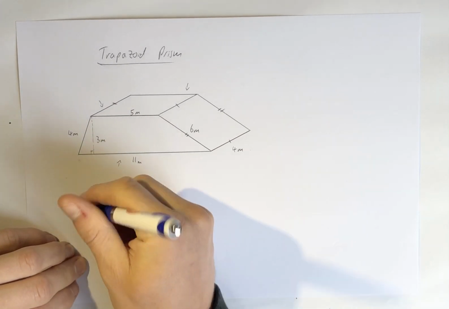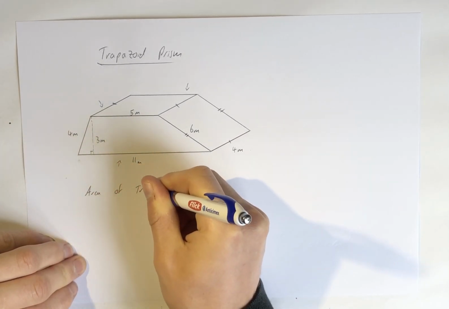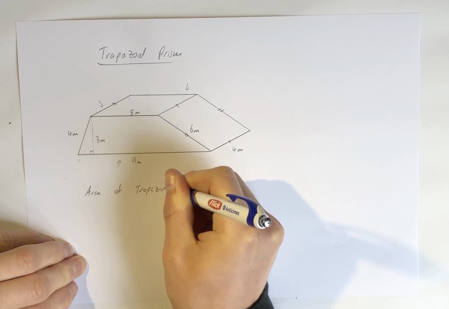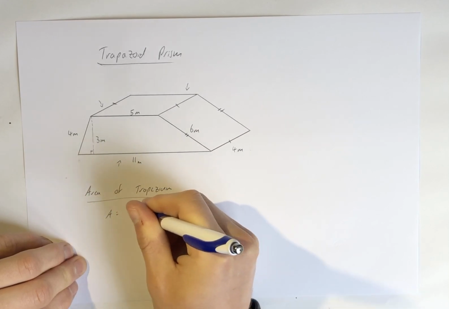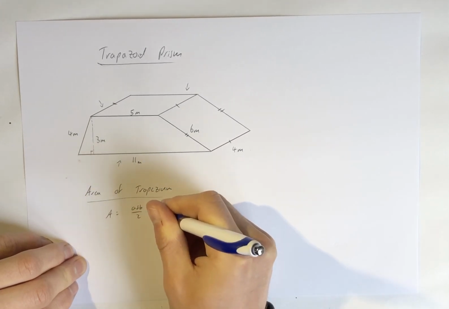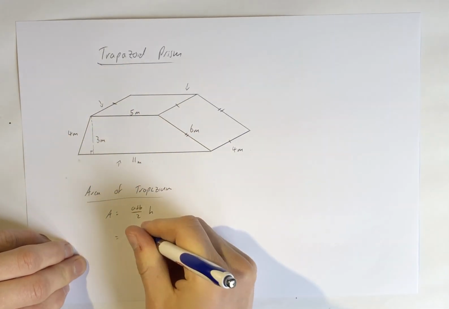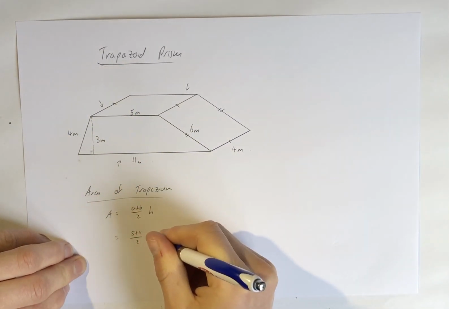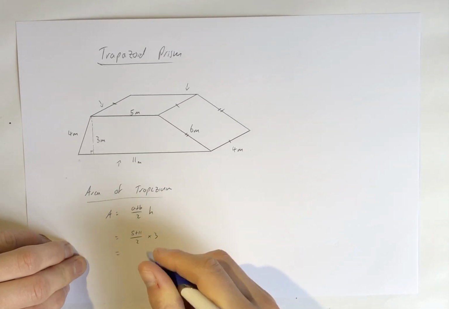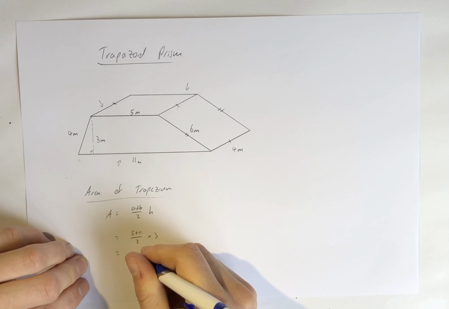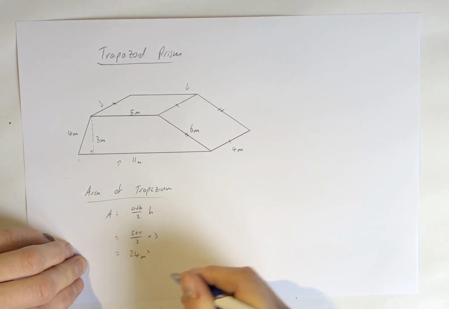So area of trapezium. Well, remember the area of a trapezium is a plus b over 2 times the height. So that's going to be 5 plus 11 over 2 times 3. So that's going to be 16 over 2 is 8 times 3 is 24 meters squared.